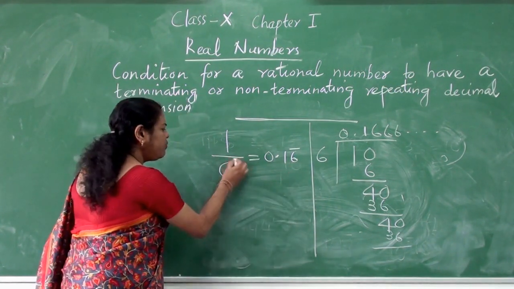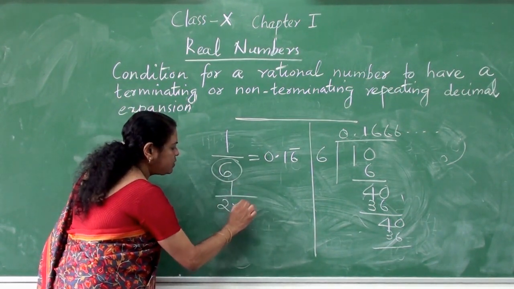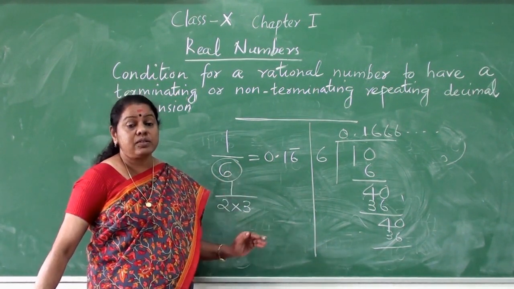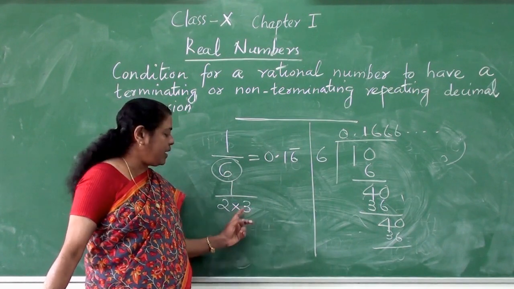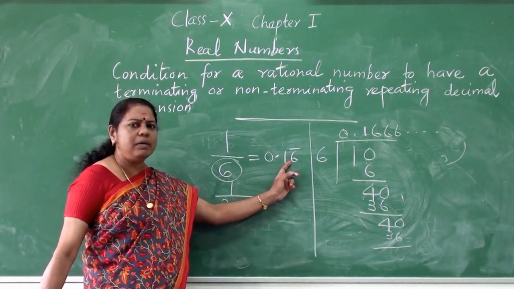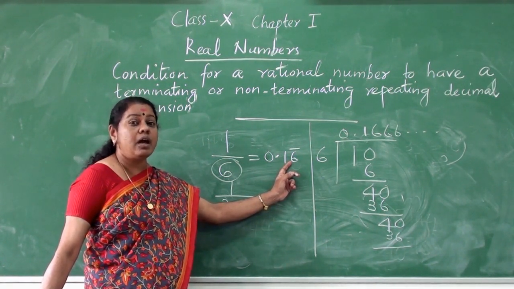Here, see what are the factors of 6. It's 2 into 3. It has a factor 3 other than these 2's and 5's. Then the decimal expansion is non-terminating repeating.